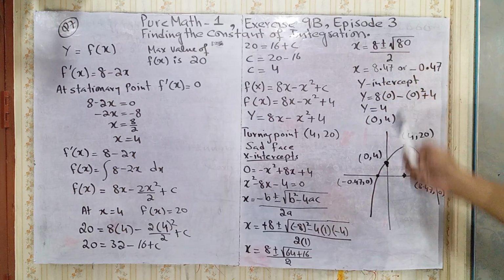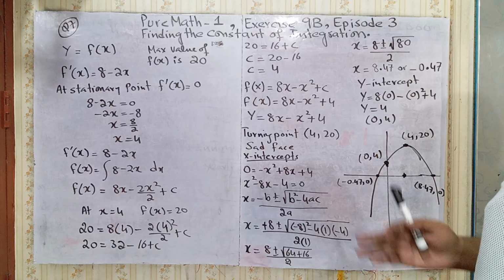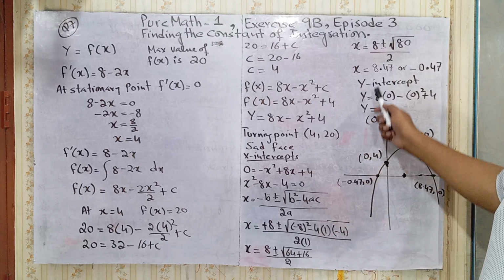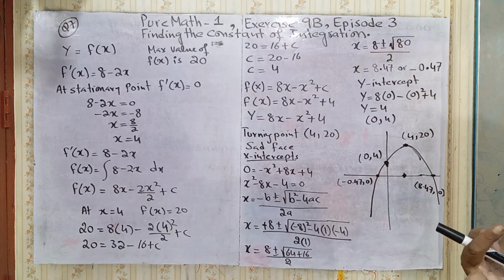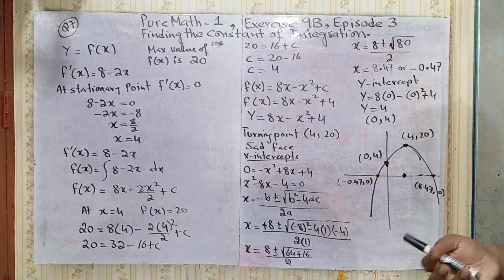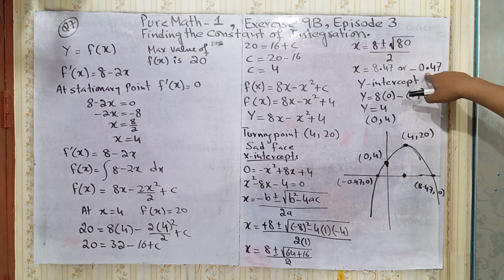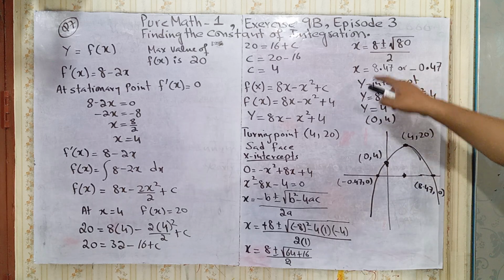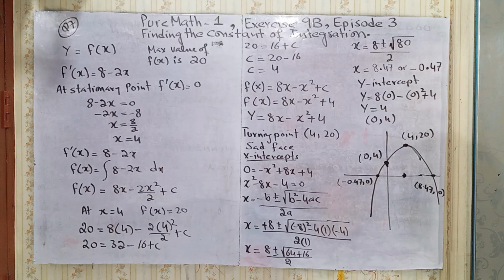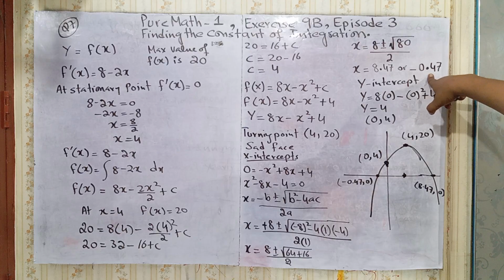So there are two options. 8 plus under root 80, divided by 2, that is 8.47. And if you go with 8 minus under root 80, divided by 2, that is minus 0.47. So that means the x-intercept is 8.47 comma 0, and the other x-intercept is minus 0.47 comma 0.